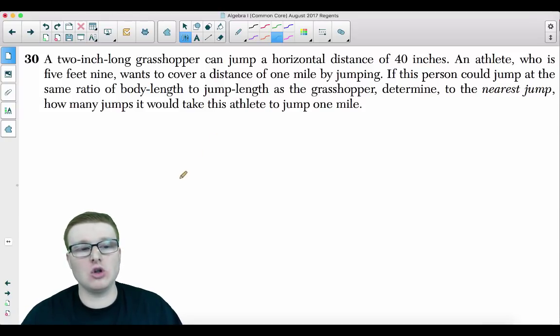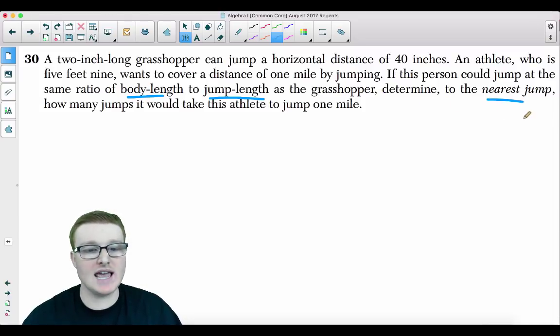A 2-inch long grasshopper can jump a horizontal distance of 40 inches. An athlete who is 5'9" wants to cover a distance of 1 mile by jumping. Not even running, by jumping. If this person could jump at the same ratio of body length to jump length as the grasshopper, determine to the nearest jump how many jumps it will take this athlete to jump 1 mile.